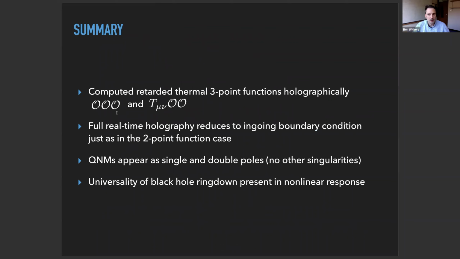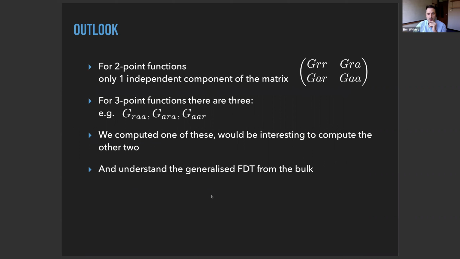And let me summarize. We computed retarded thermal 3-point functions in holography. We looked at scalar 3-point functions, and using water densities, we can compute this also. We showed that this real-time holography prescription for the retarded correlation functions reduces to some ingoing boundary condition, just like Son-Starinets. And these quasi-normal modes, which played an important role in the 2-point function, also play an important role in the analytic structure of 3-point functions as single and double poles. We didn't see any other singularities in these 3-point functions. This shows that the universality of black hole ring down is present in these nonlinear response calculations.